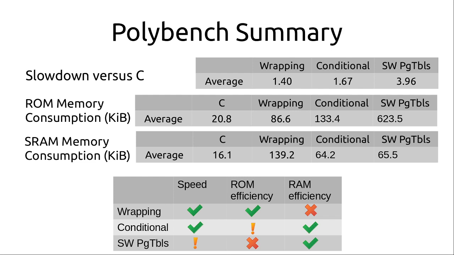In terms of ROM size, binary size, the wrapping does decently. Conditional increases that because of the increasing size of the bounds checks, whereas software page tables are very large. In terms of RAM efficiency, the wrapping has a significant amount of internal fragmentation, so its increases are significant, whereas the others are not that bad.